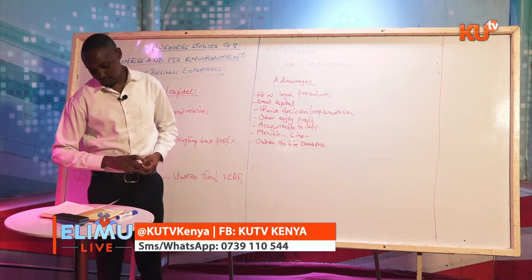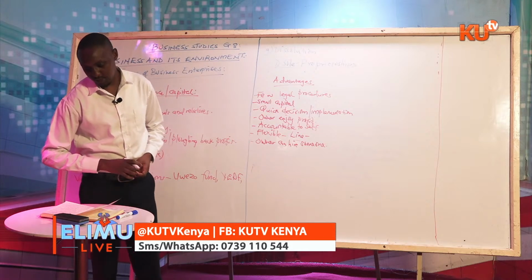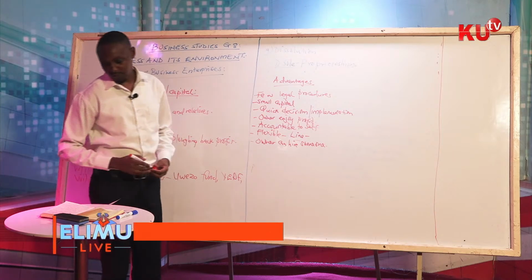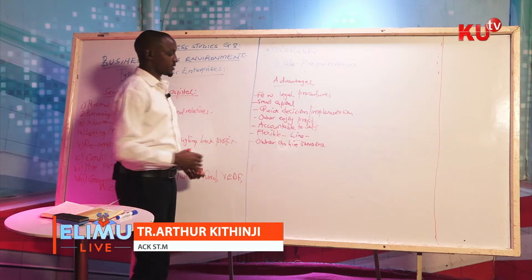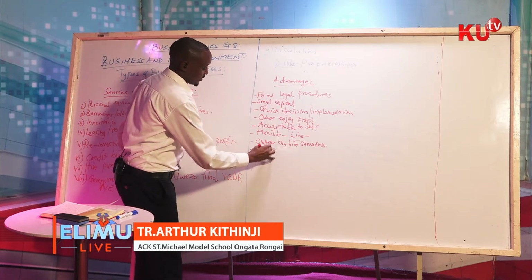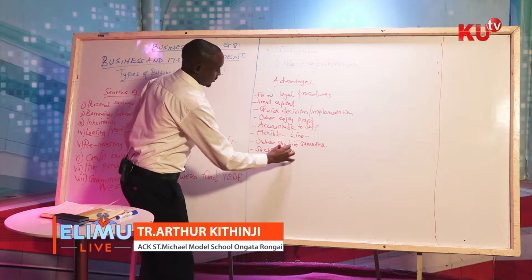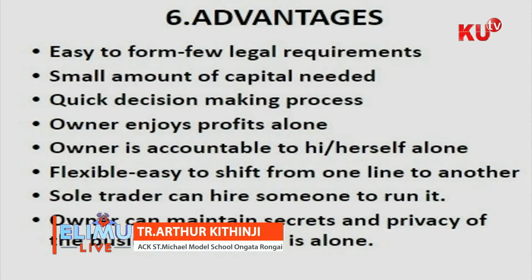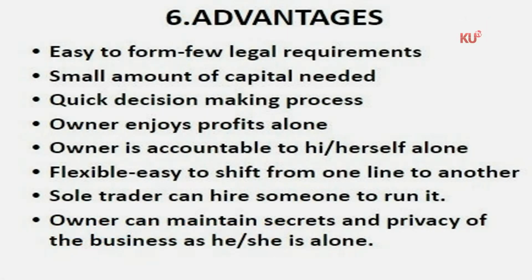Then the last advantage, or second last, the owner maintains secrets and the privacy of the business. This one is very important in business. Every business has got its own secrets. If you see a full shop, nobody knows if you bought those goods on credit or on hire purchase. It is you, the owner of the business. And that secret is very important to keep as a business.